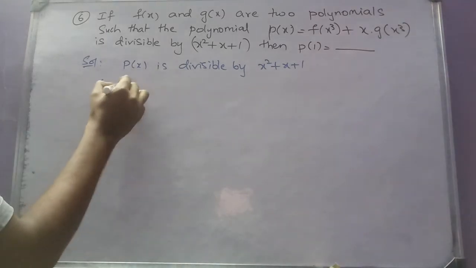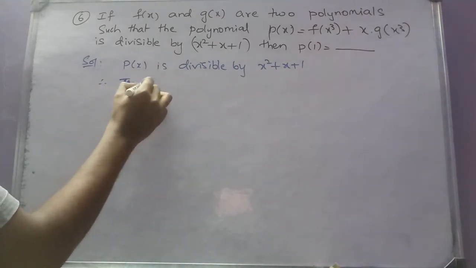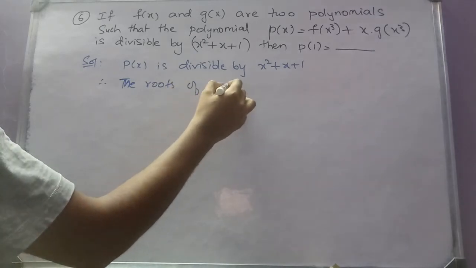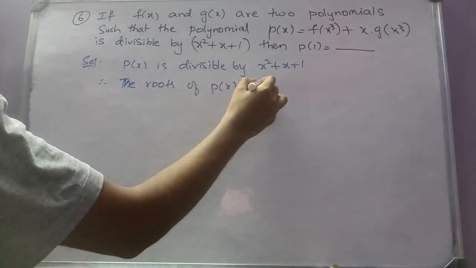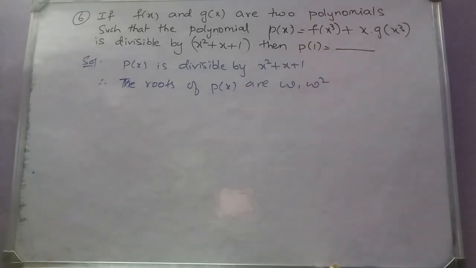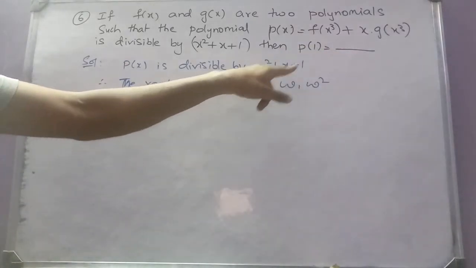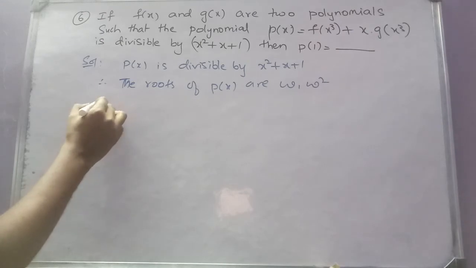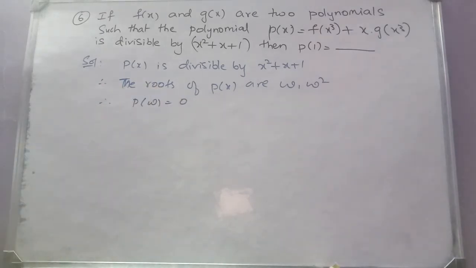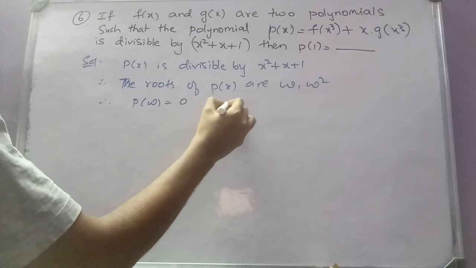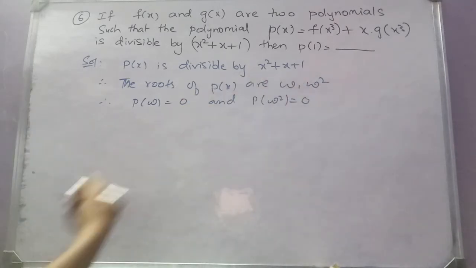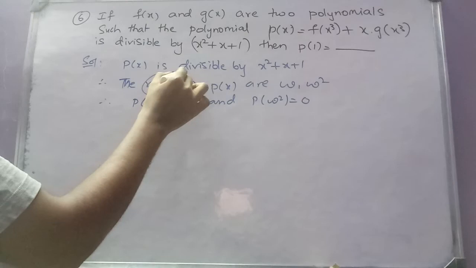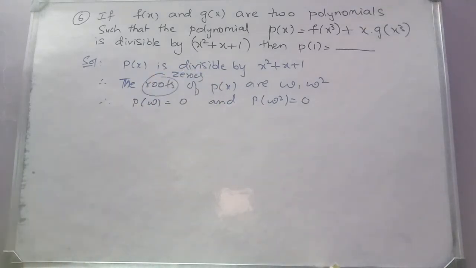So therefore, two roots of p of x are omega comma omega square. Since omega comma omega square are the roots of x square plus x plus 1 equal to 0, they are also roots of p of x. They are also the zeros of p of x. You can say like this. So which means that p of omega is equal to 0, and at the same time p of omega square equal to 0. You can say roots, or you can also call them zeros. Okay? So p of omega is equal to 0, and p of omega square is also 0.